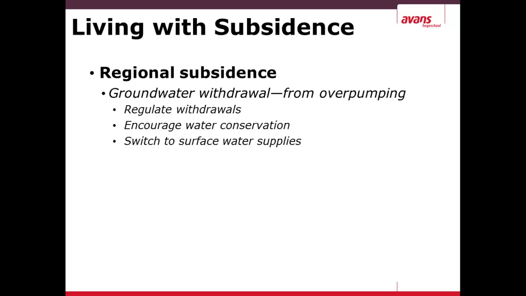There are a couple of ways to deal with subsidence. If it's a regional subsidence, this is normally due to overpumping of the groundwater. So you should strictly regulate the withdrawal of the groundwater and check to make sure there's been no illegal pumping of the groundwater. Encourage water conservation, so everyone using less water, and switch to surface water supplies. And for some examples, that means importing water from a very long distance.